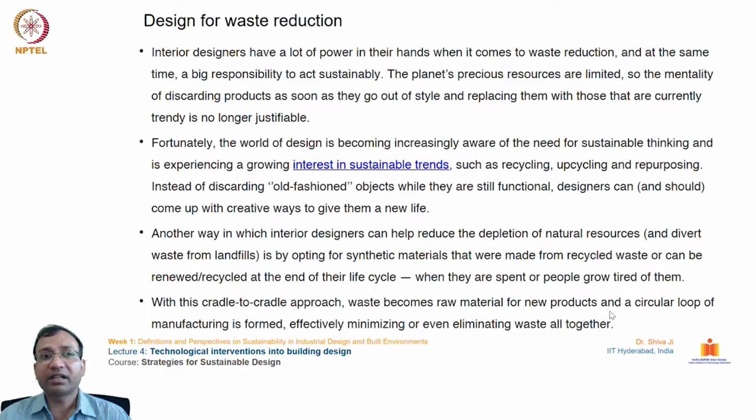Fortunately, the world of design is becoming increasingly aware of the need for sustainable thinking and is experiencing a growing interest in sustainable trends such as recycling, upcycling, and repurposing. Instead of discarding old-fashioned objects while they are still functional, designers can and should come up with creative ways to give them a new life. So these are strategies which you can apply in your design processes.